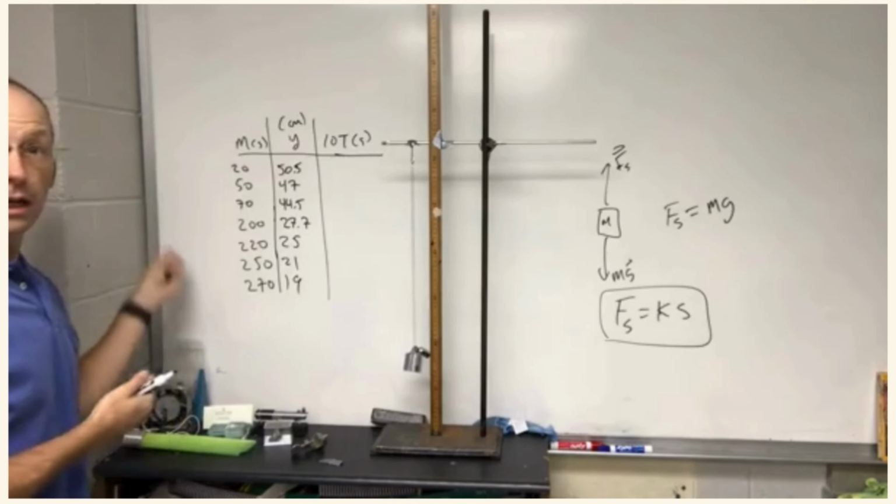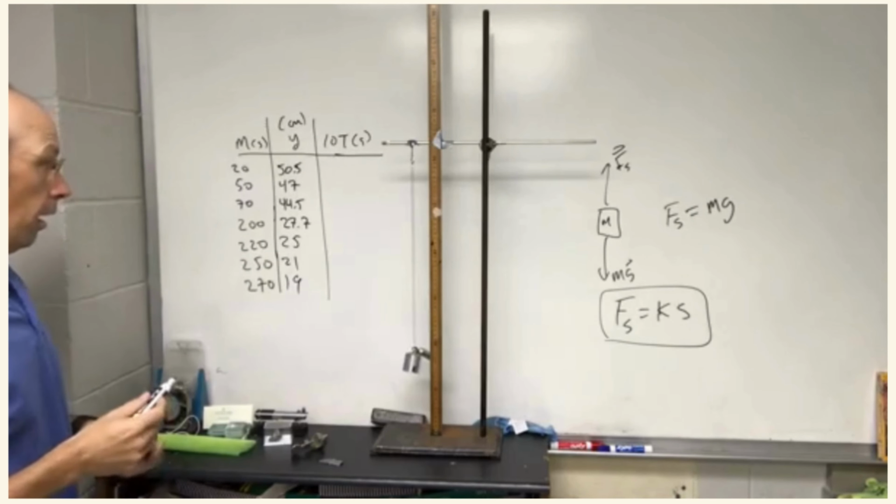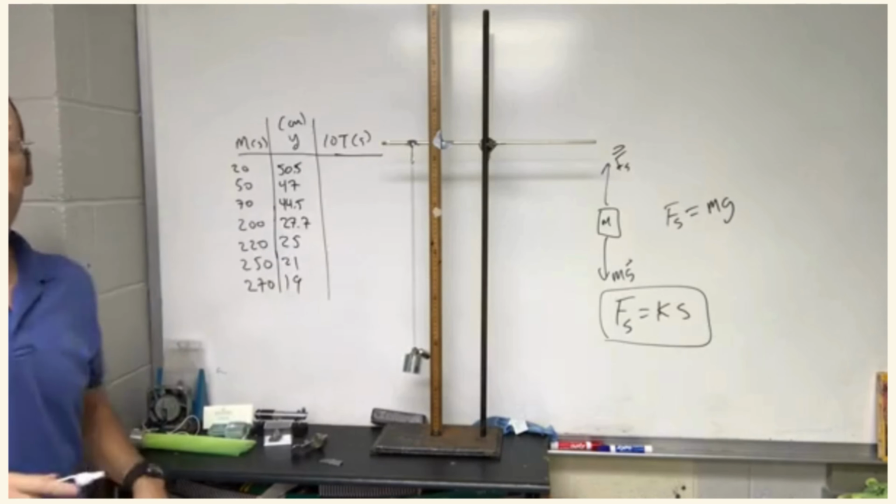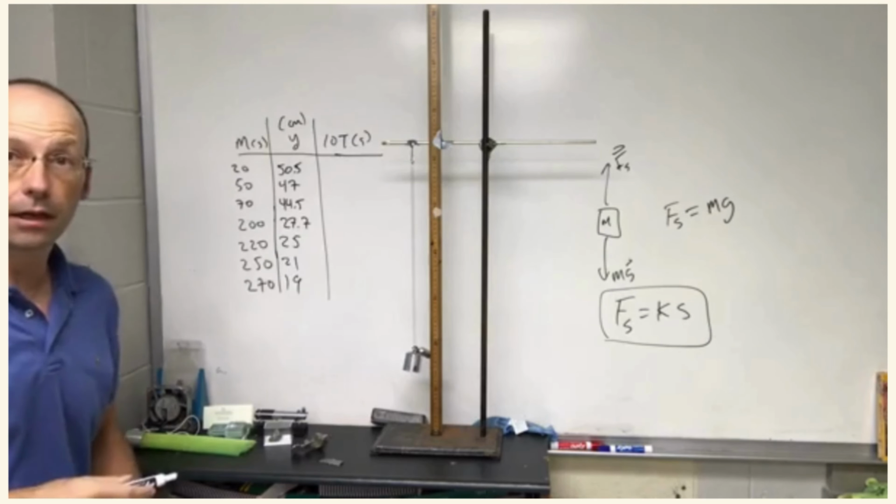Okay, so there's your data. It's not perfect, but it's good enough. So we're going to make a graph to find the spring constant. I'm going to do that in a second. Let's collect some more data.